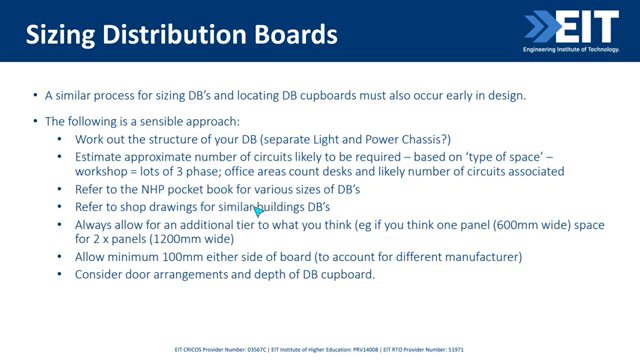You could look at similar installations. Typically, you allow for 600 mil tiers, so a single DB would be 600, a double or a 2 panel would be 1200. Also make sure you allow for space on either side of your switchboard in your cupboards. We normally allow 100 mil on the left and the right just to allow for installation.